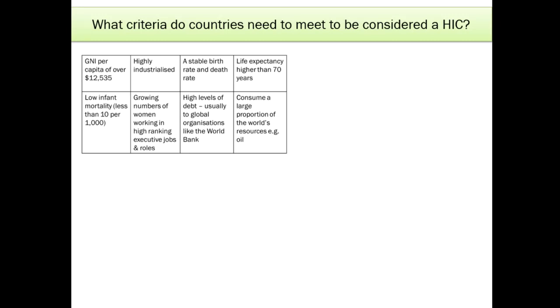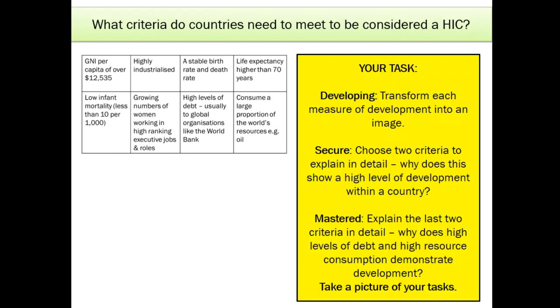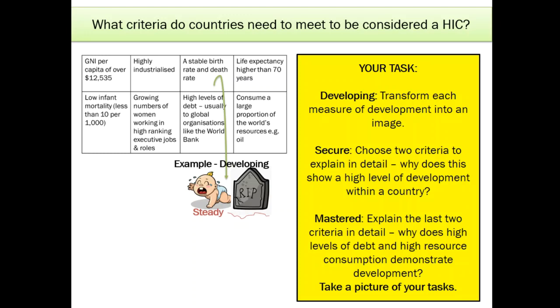So once I've explained the task, I'm going to ask you to pause the video so you can complete the task. So your task then, for developing: transform each measure of development into an image. So for example, if you take the stable birth rate and death rate, I want you to draw an image that looks a little bit like this.